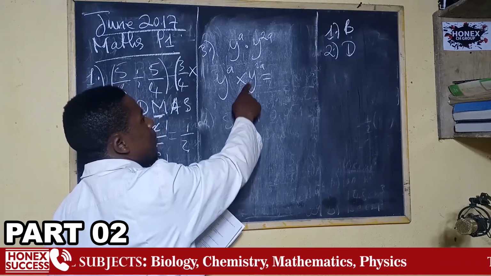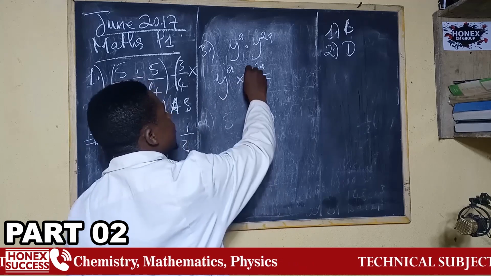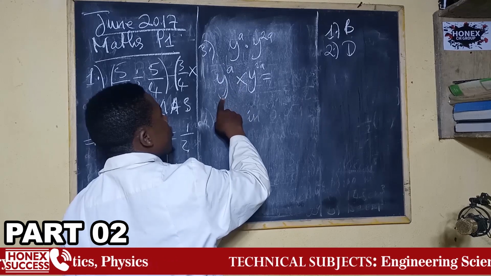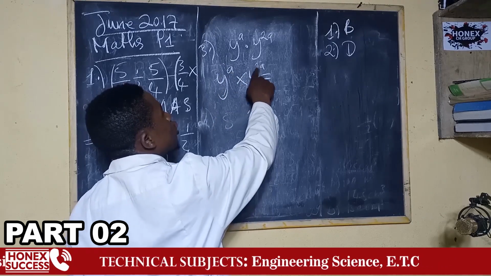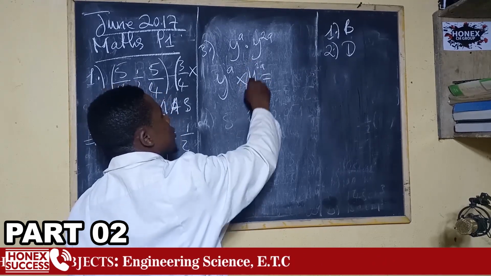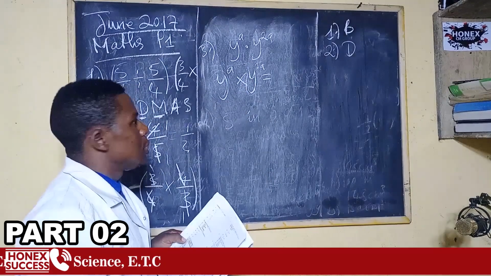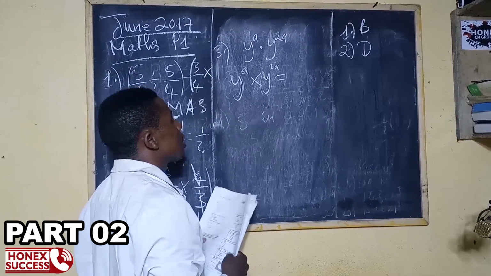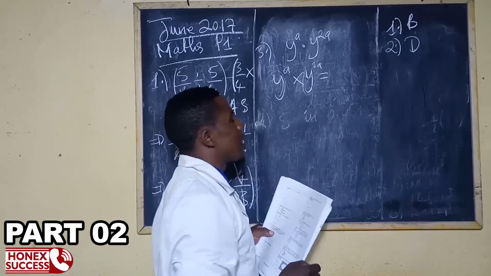This has been written in index form. So in the first term we have y to the power a, in the second term we have y to the power 2a. Okay, so you realize that this y is called the base. So we have the same base in both terms. And what are we going to do with the power? From the laws of indices, we are going to add the powers.